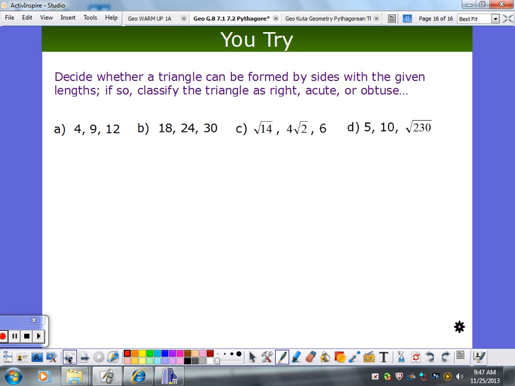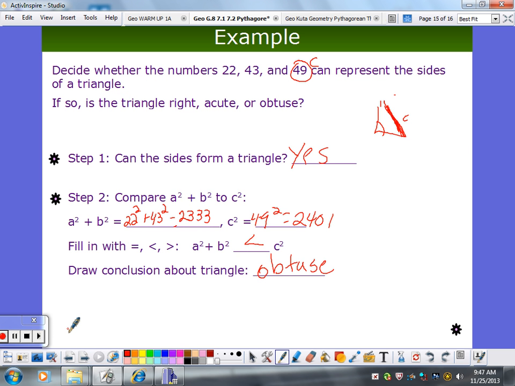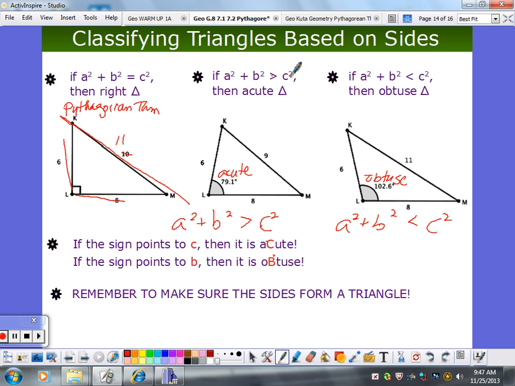Wait, how do you know? How do you know it's not two? Because a squared plus b squared is less than c squared. And if a squared plus b squared is less than c squared, I have an obtuse. The little trick says, if you're pointing to the b, it's obtuse.